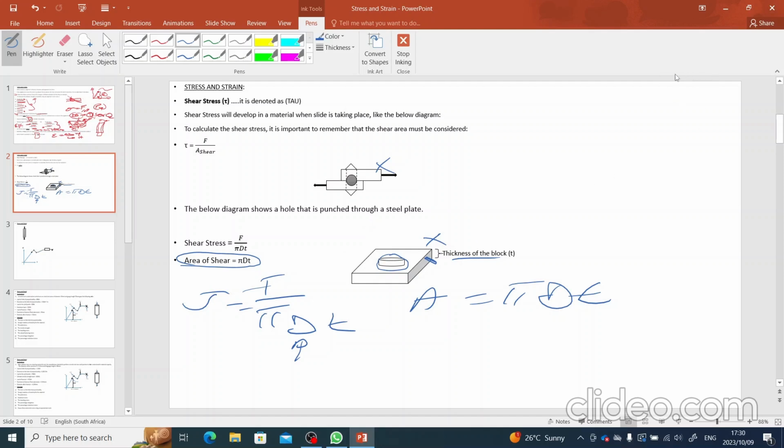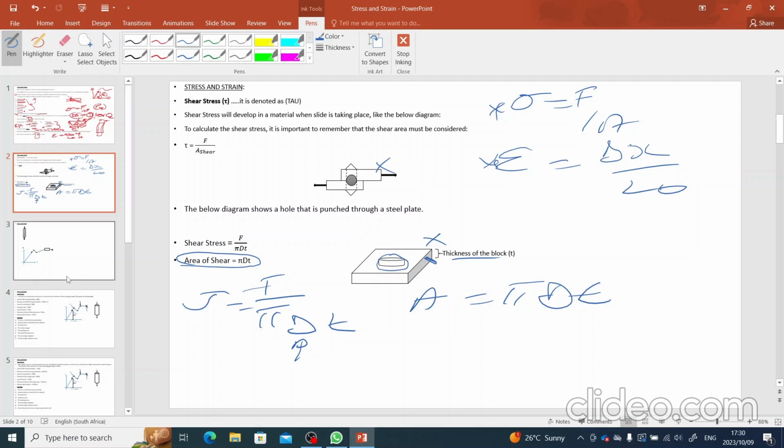What is it that we are supposed to know? We need to know how to calculate stress. It is force over area. We need to know how to calculate strain. It is change in length over L original. We need to know how to calculate those formulas.